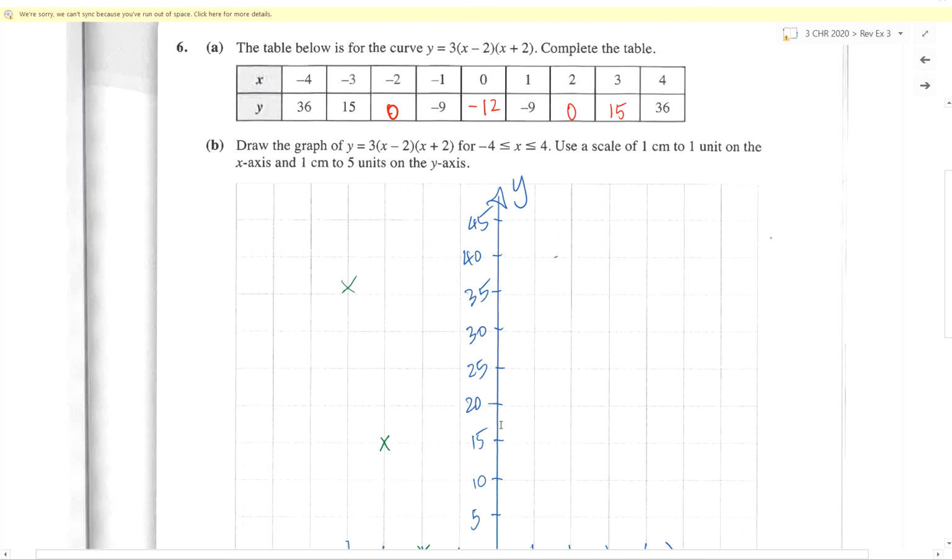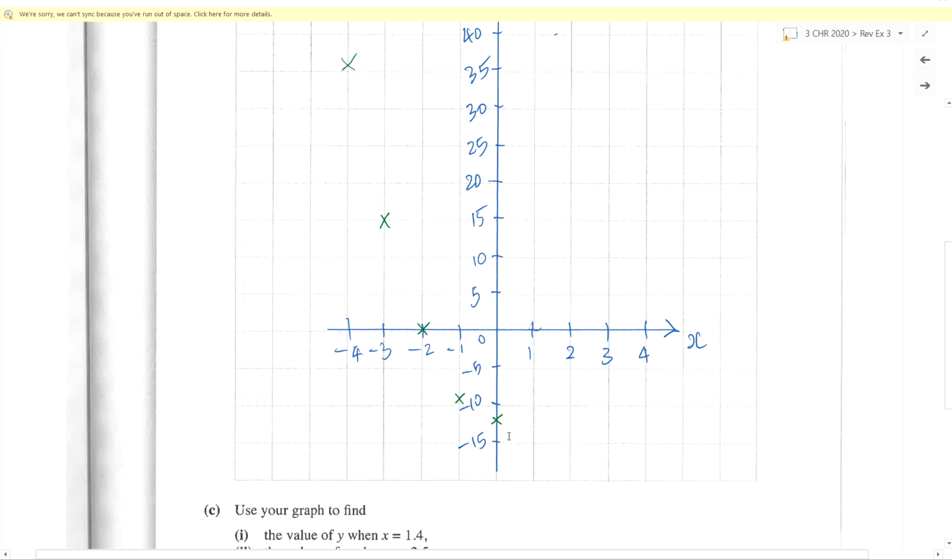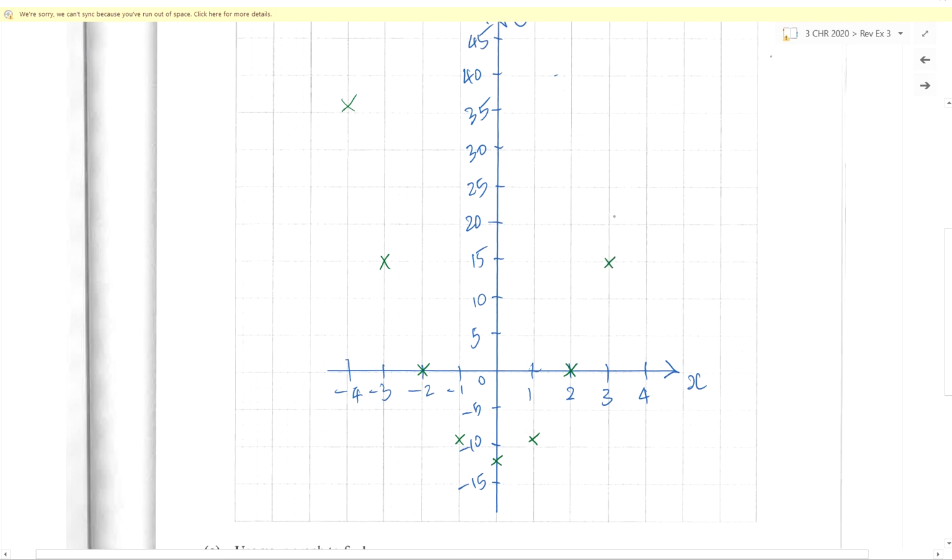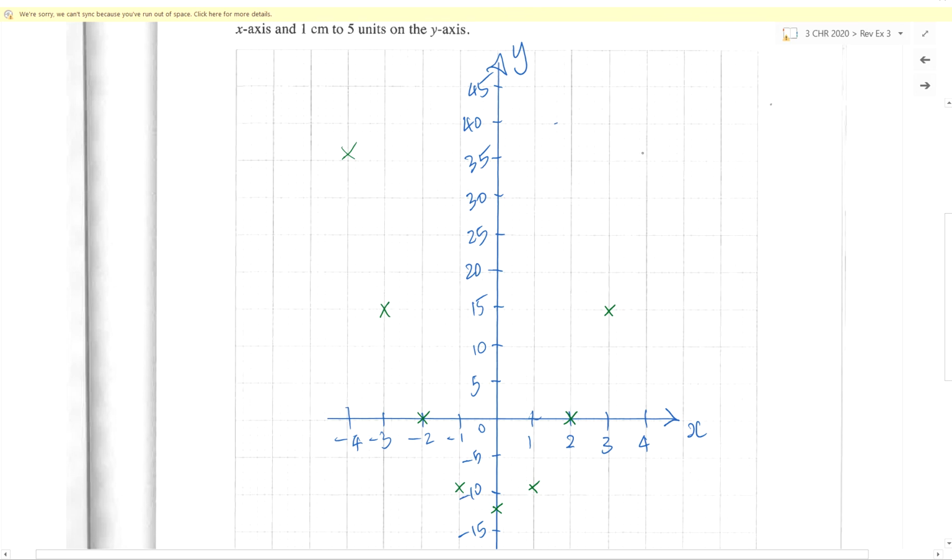Block 1, level -9 again. Now you see a symmetry. Left hand side, right hand side, same. Continue to block 2, level 0, symmetrical. Block 3, level 15. Block 4, level 36.